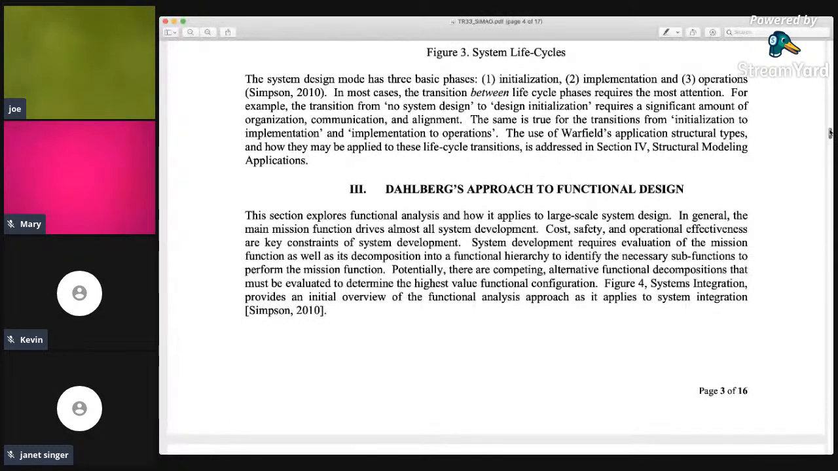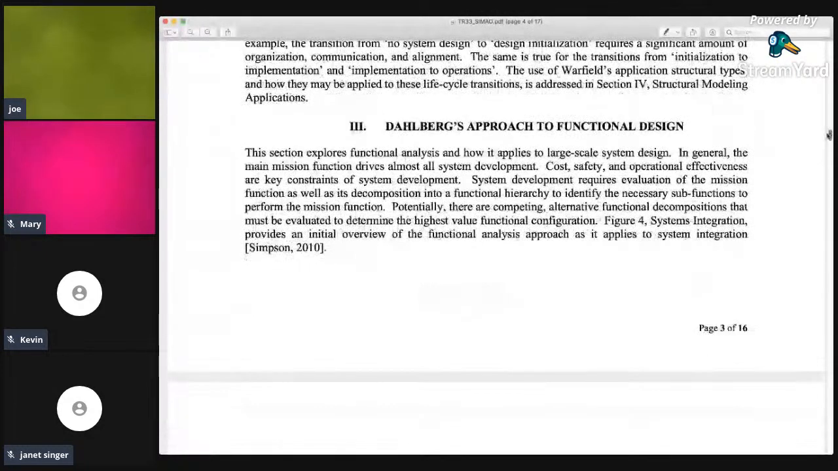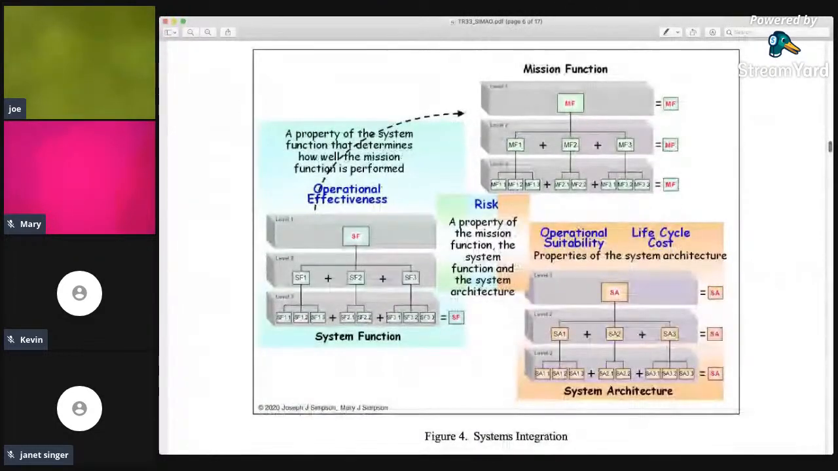Then we go on and talk about what I call the Dahlberg approach to functional design. And Sten has worked at an aerospace company for many years and worked for other companies over a long period of time. I think he had a major part in approximately 50 major systems programs. And Sten's approach was basically the idea of a mission function, the difference between a mission function and a system function.